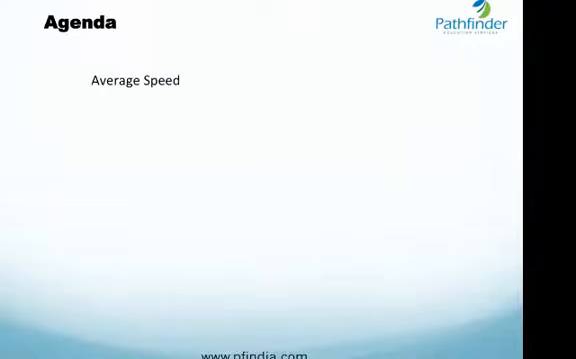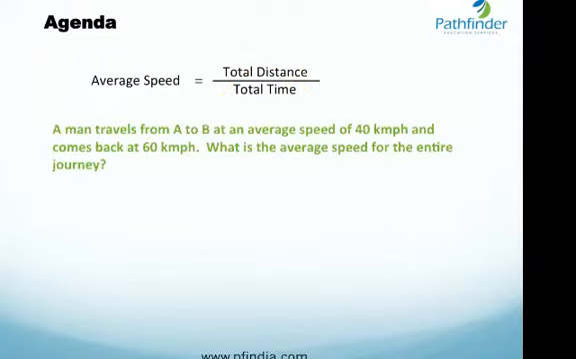So we have the average speed is equal to the total distance of the travel divided by the total time. And in order to understand this concept better, let us take a look at the following example. A man travels from A to B at an average speed of 40 kilometers per hour and comes back at 60 kilometers per hour. What is the average speed for the entire journey?